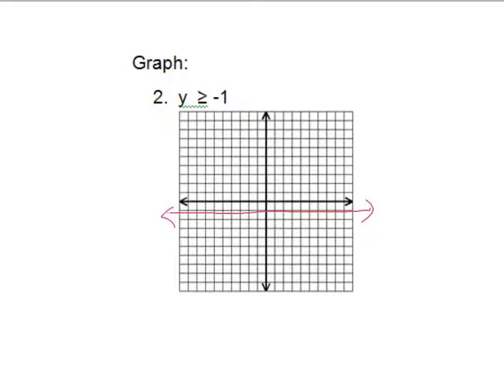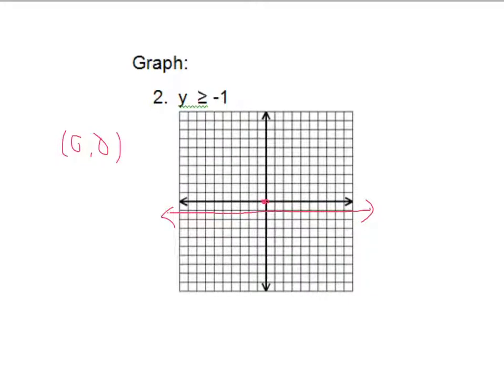Now here's where we practice what we did earlier. I'm going to pick a point. I picked the point 0, 0, and I'm going to plug the x and y, which in this case is just the y, into my inequality. If that's a true statement, then that is a part of my solution, so that means I'm going to color this area above the line. If it's not, then I'm going to color below.